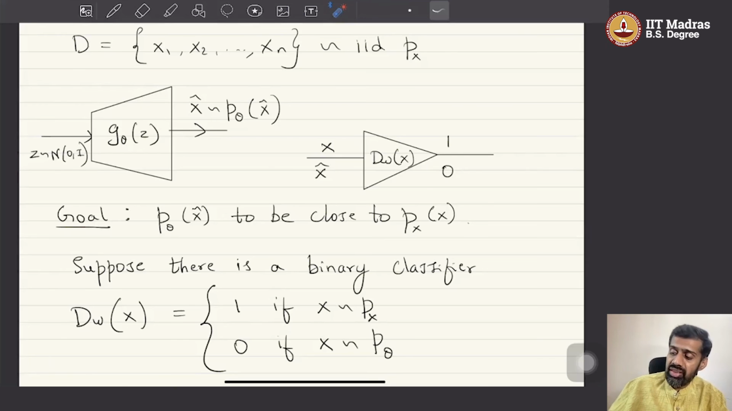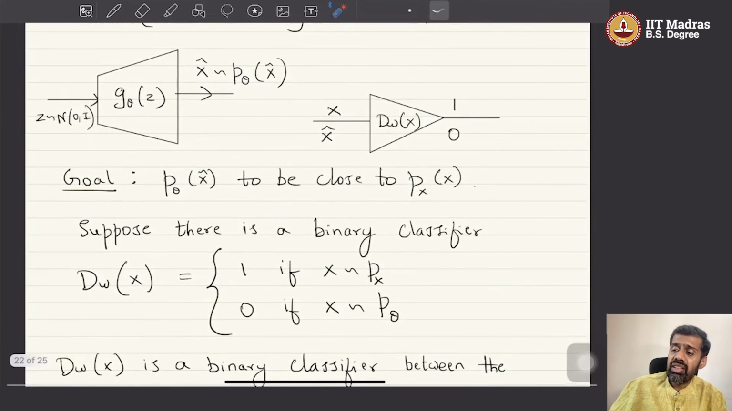But if you fix the classifier, then it is very easy for the generator to make this classifier fail and still not make px equal to p theta. So what we do is not take a fixed classifier but also change the parameters of the classifier along with the generator parameters, alternating between the classifier and the generator parameters till a point where p theta actually overlaps with px.